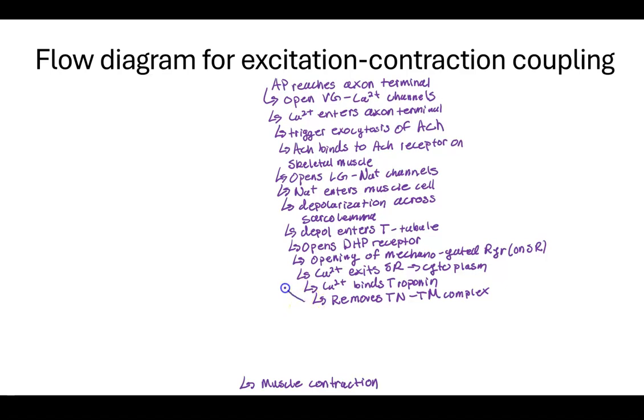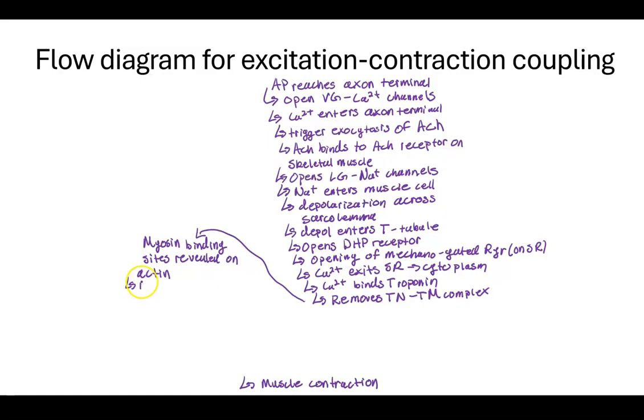I might move this slightly up here just to give myself more room. So removes the troponin-tropomyosin complex. Now we have the crossbridge cycle. So then myosin. Why don't we do one more step here before we get into the crossbridge cycle? We'll say myosin binding sites revealed on actin. Okay, now myosin can bind to actin.